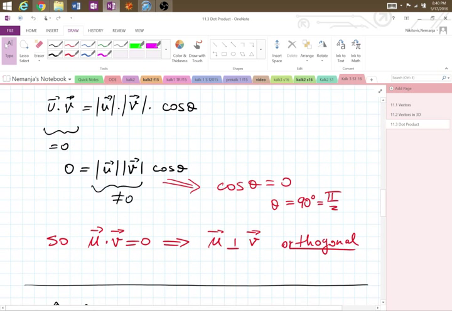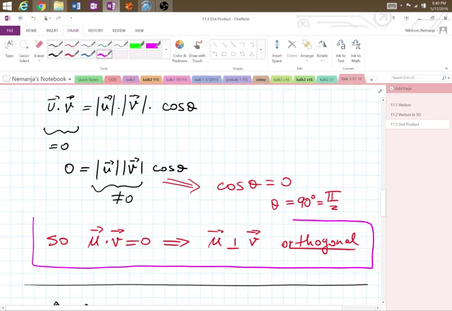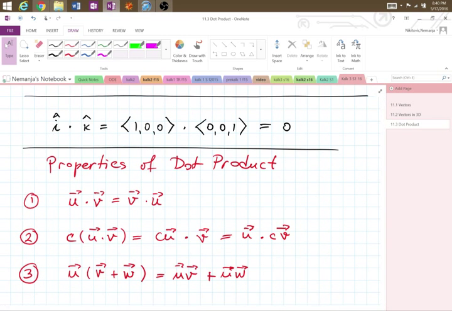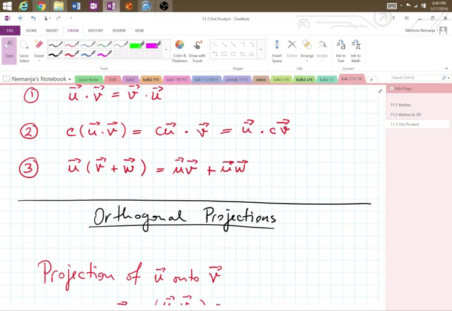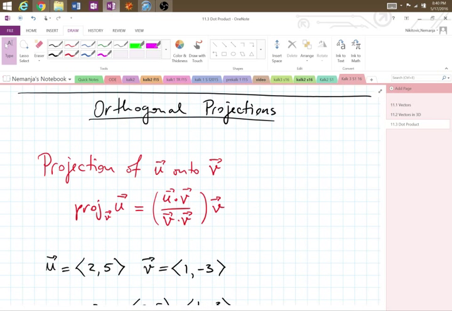Here is the theorem. This is an important theorem, so maybe I should box it in pink. There it is. This theorem states that if u dot v, the dot product, is 0, the vectors are orthogonal. They're 90 degrees. Then properties: the commutative, associative, and distributive rules, and then orthogonal projections.